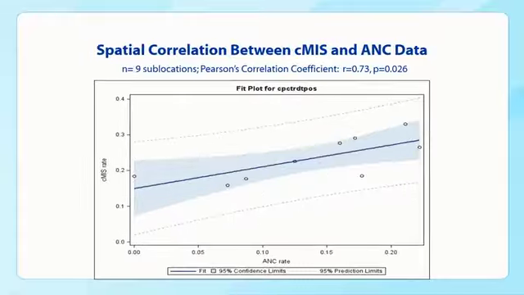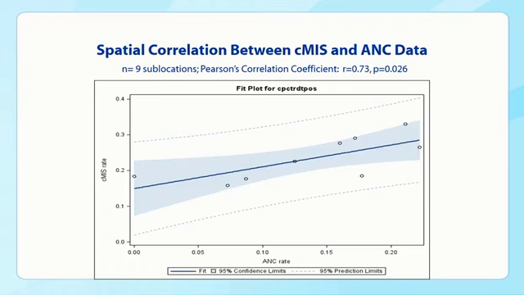We did the same thing with the spatial correlation. So we had 9 different health facilities I mentioned. They had 9 different catchment areas. We took the data from the CMIS, from the community infection prevalence surveys in those same catchment areas. We created the same plot. We have 9 different points here. We fit a line to it and calculated a Pearson's correlation coefficient, which was 0.73, even better than the temporal correlation.